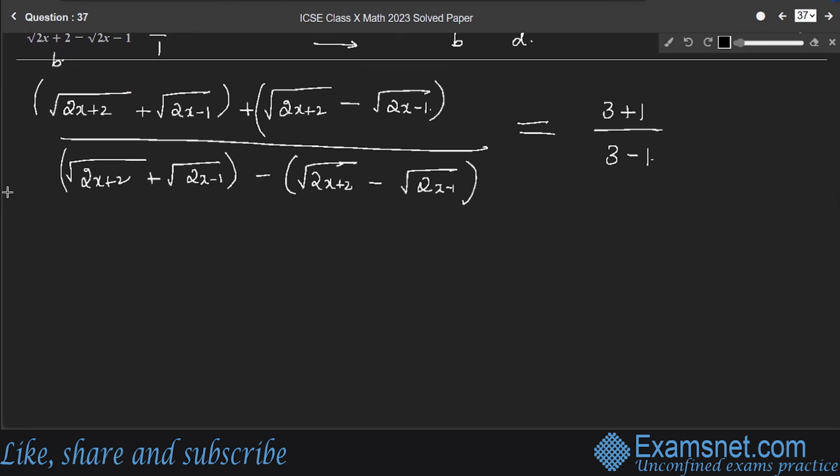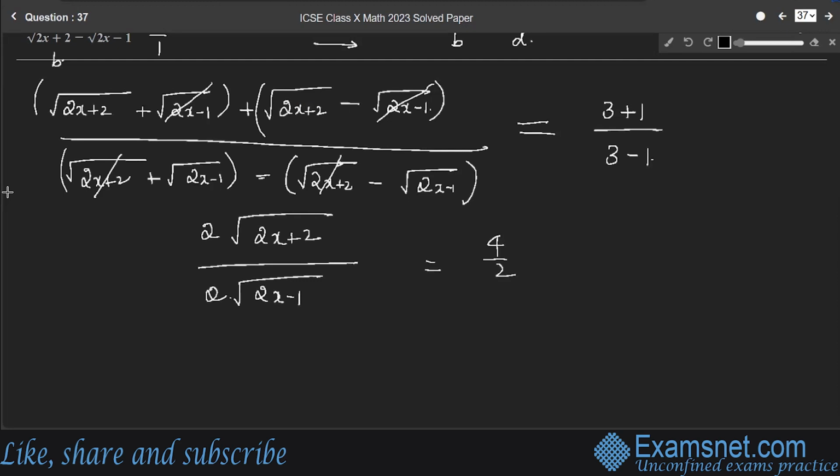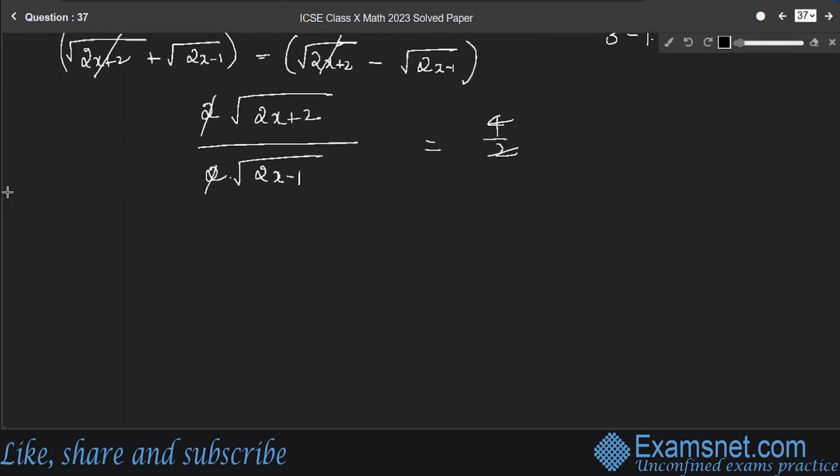Here we can cancel root 2x minus 1. These two will get cancelled. So we have 2 times root of 2x plus 2 divided by, in the denominator, we can cancel, root of 2x plus 2, so minus of minus becomes plus root 2x minus 1 plus root 2x plus 1. So it becomes 2 times root of 2x plus 2 by root of 2x minus 1 is equal to 4 by 2. Can cancel 2 and 2 here, and 2 into 2 is 4.